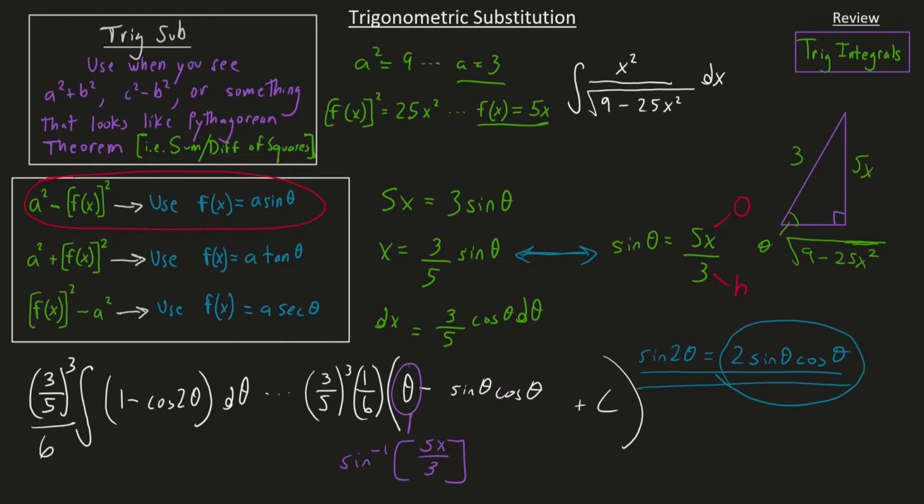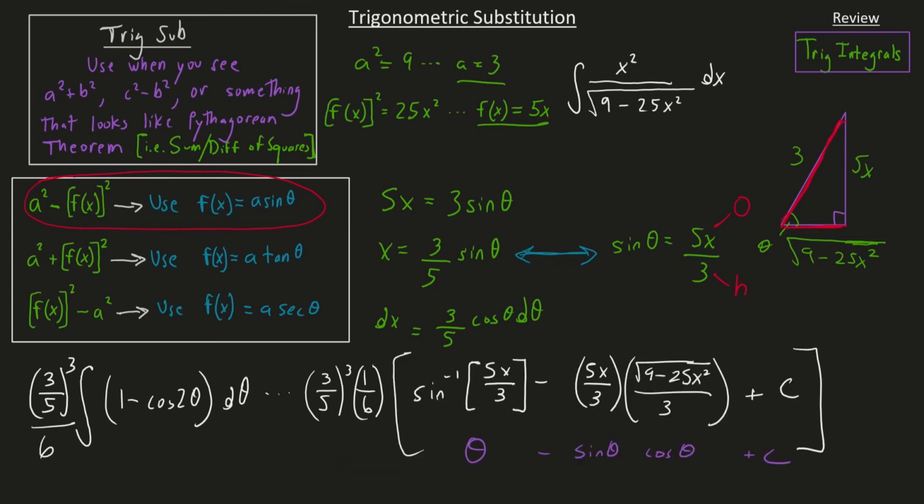But how about the cosine? We can't use this to get cosine. So this is where this triangle comes into play. Now remember, cosine of any angle is just the adjacent of that angle divided by the hypotenuse of it. So instead of writing cosine of theta, I can write the adjacent, radical 9 minus 25x squared, over the hypotenuse, which is 3. So here's our final answer here.